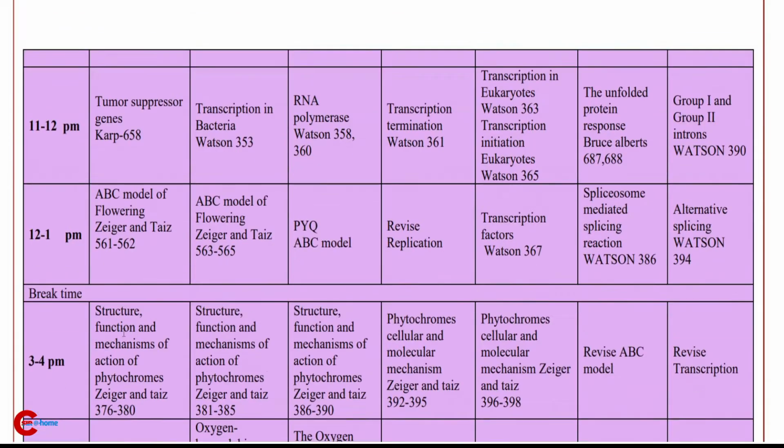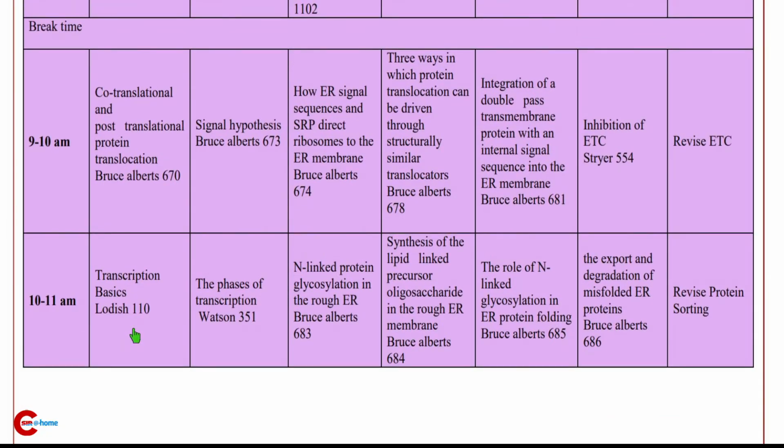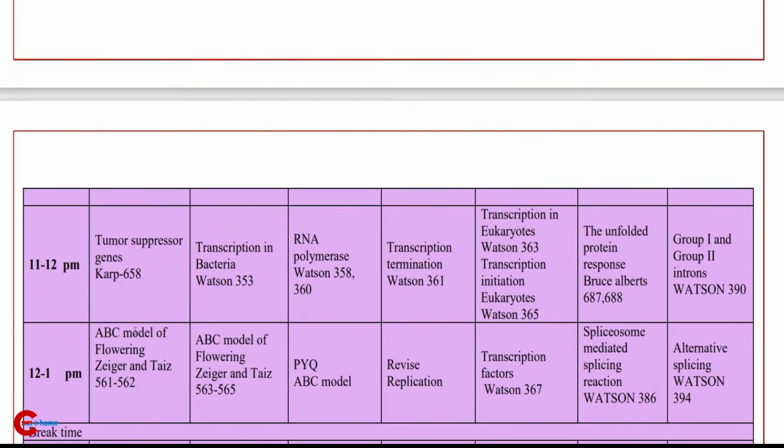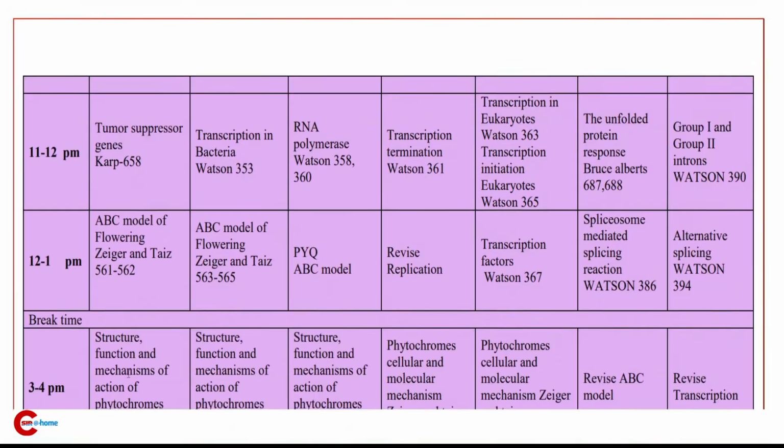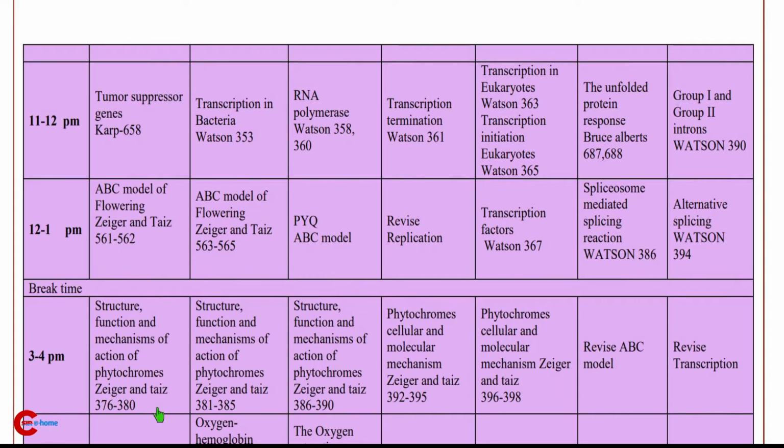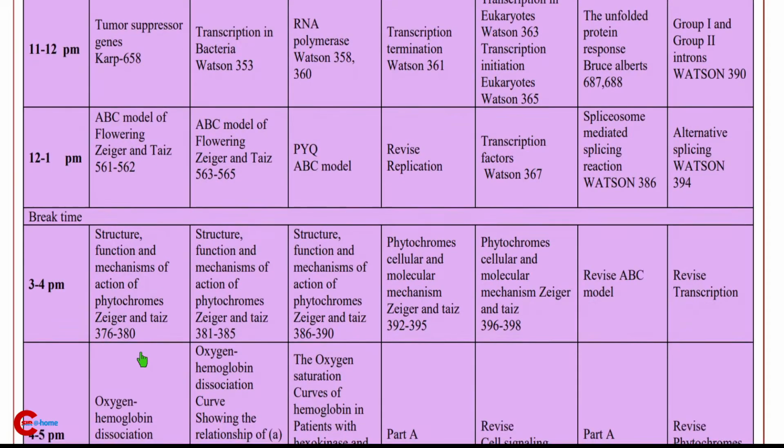10 to 11 a.m., study transcription basics. Which book to refer? Lodish. Then 11 to 12 p.m., study tumor suppressor genes. Then 12 to 1 p.m., study the ABC model of flowering. Which book to refer? Sengupta. Then 3 to 4 p.m., study the structure, function and mechanism of action of phytochromes, Sengupta.